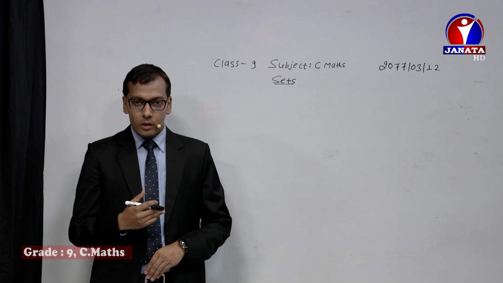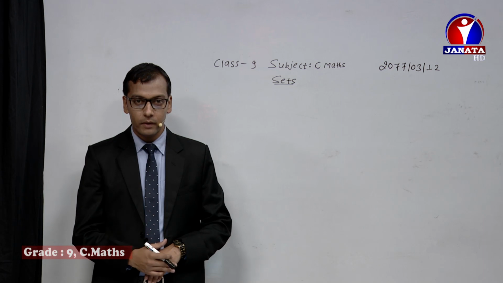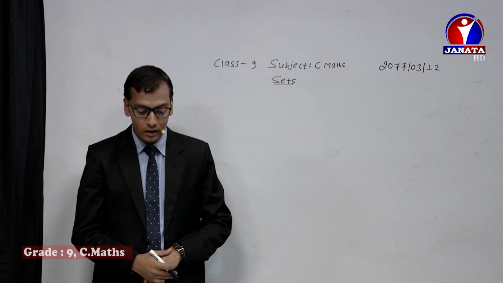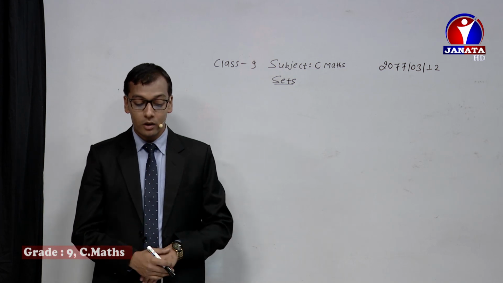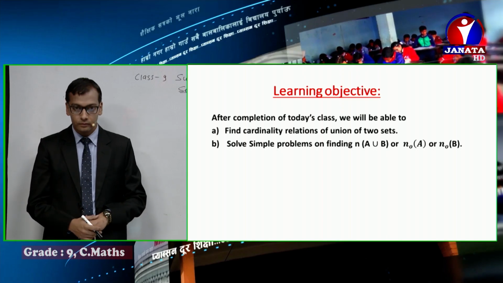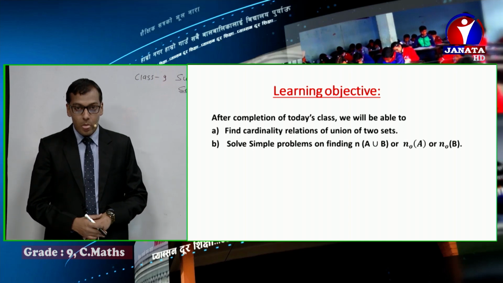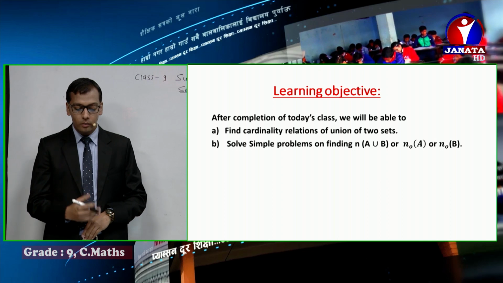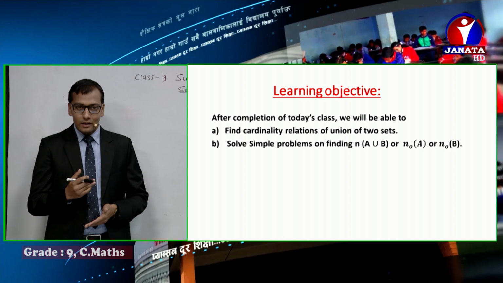So today, let me talk about today's objective at the beginning of class, and then we will move ahead. After completion of today's class, we will be able to find the cardinality relation of the union of two sets, and if I get time, I will try to solve simple word problems on finding n of A union B, n only A and n only B. So let me start now.